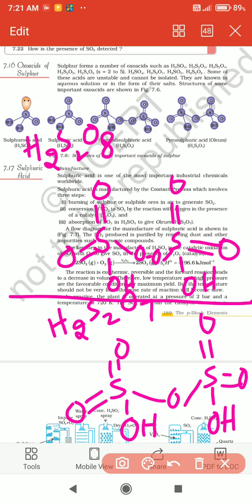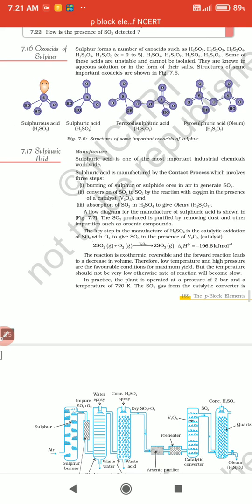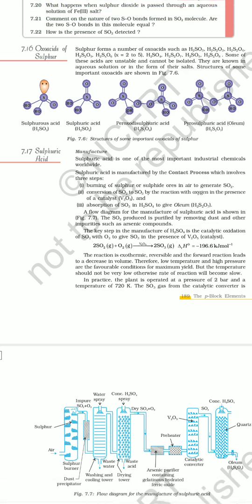These are the major important oxo acids of sulfur. The next topic is sulfuric acid and how it is manufactured.